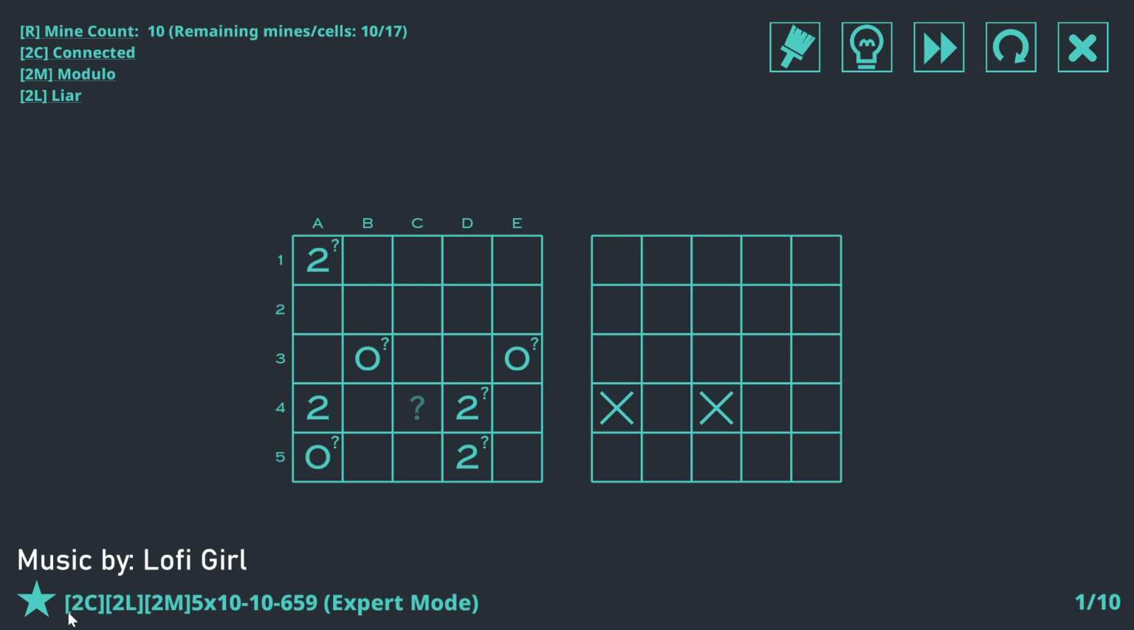I just love how you have so many letters here. Yeah, see, you have so many numbers. It's more than necessary.